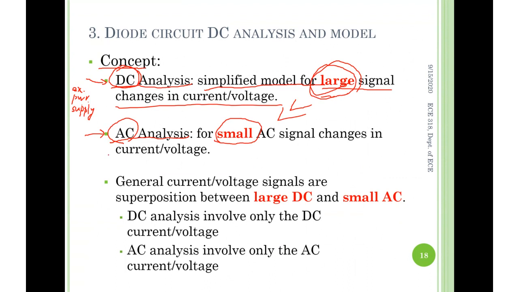Now, who is introducing the AC signal here? Input source, remember? We have two things. Input source is giving you very small AC. Therefore, you need to conduct the AC analysis. Okay. One big, one small, one DC, one AC. Does it make sense now?